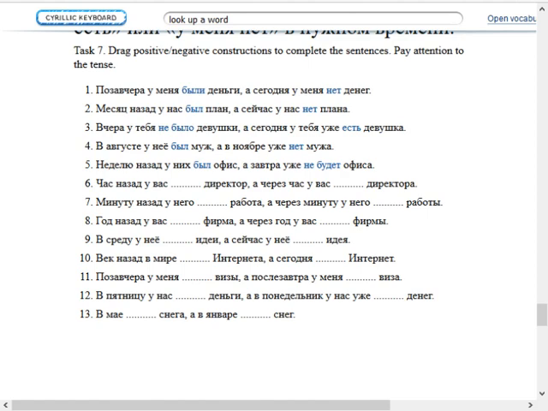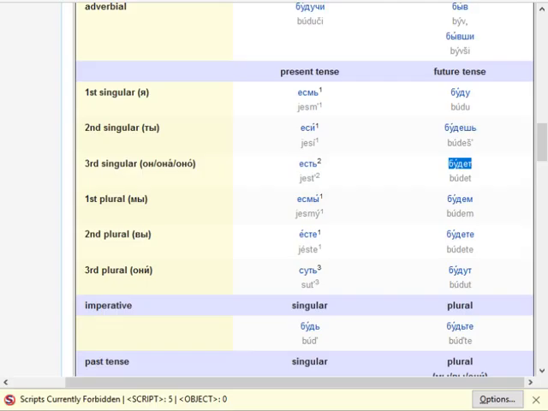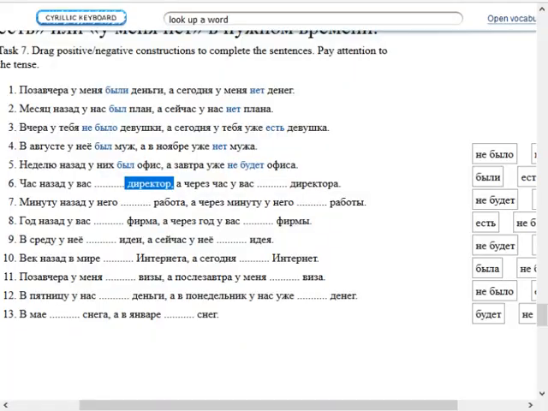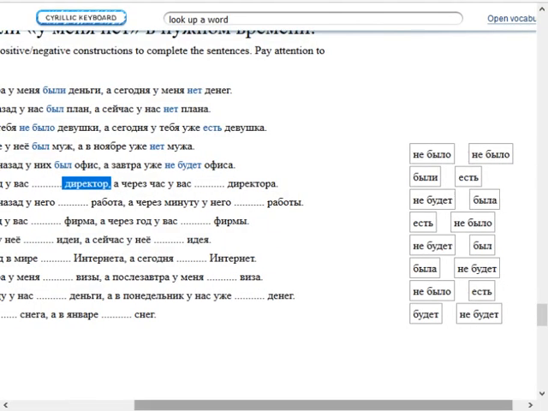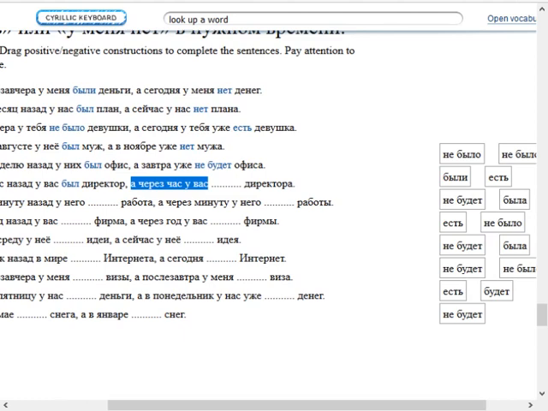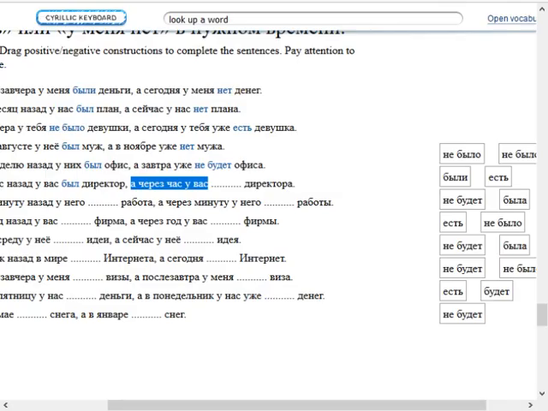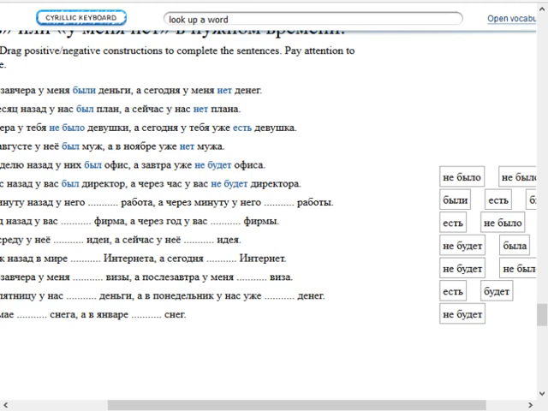Час назад у вас, so an hour ago we had a director. Past tense masculine is был. So where's был here? Был директор. Is that correct? I think that's correct. А через час у вас, so in an hour we will have no more director, and this is future, so future third person is будет, не будет. У вас не будет директора.